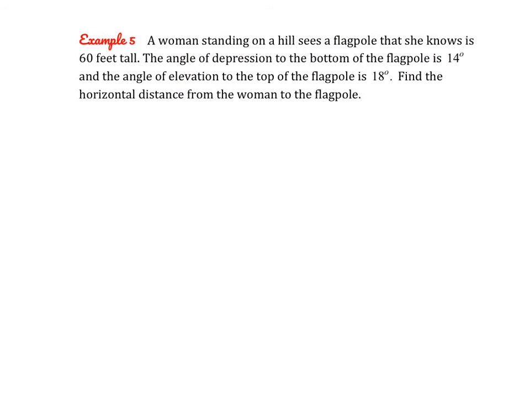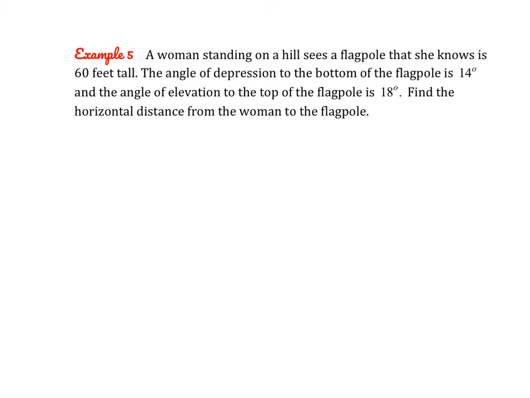Okay, last problem together. So this one says a woman standing on a hill sees a flagpole that she knows is 60 feet tall. The angle of depression, so we're going to be very careful there, to the bottom of the flagpole is 14 degrees, and the angle of elevation right here to the top of the flagpole is 18 degrees. Find the horizontal distance from the woman to the flagpole.